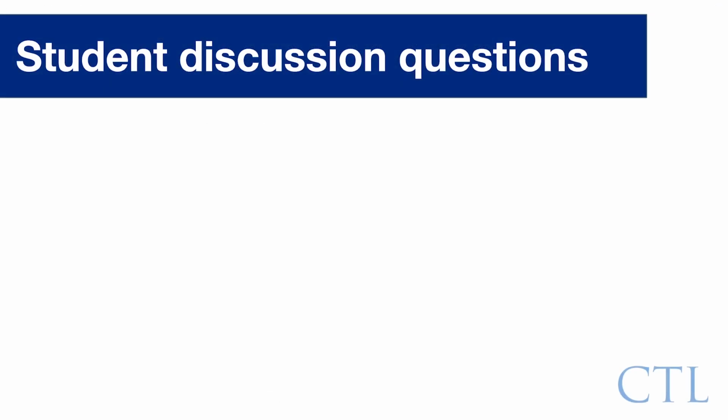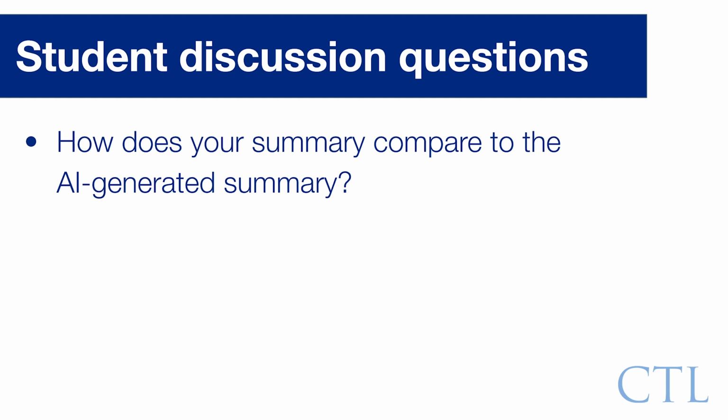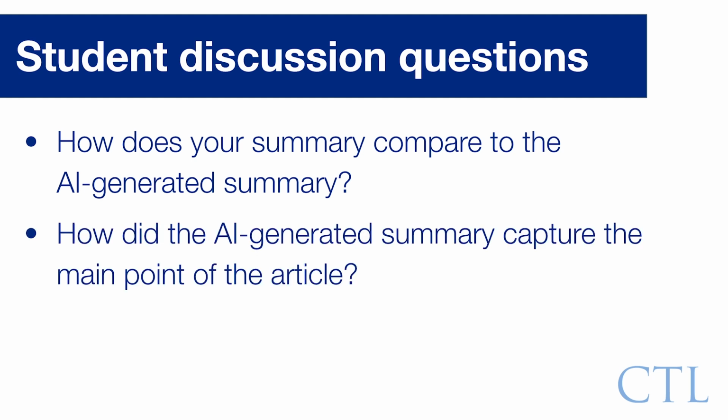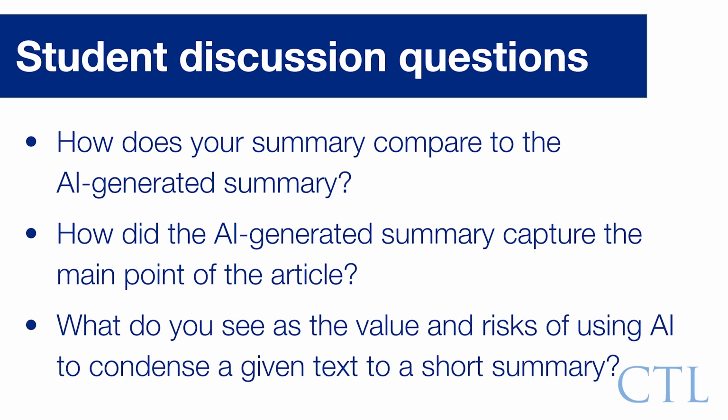You might also provide students with some specific discussion questions, such as, how does your summary compare to the AI-generated summary? How did the AI-generated summary capture the main point of the article? And what do you see as the value and risks of using AI to condense a given text to a short summary? You can invite the whole class to debrief this practice activity and note their learning takeaways.